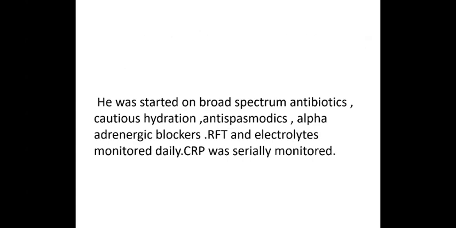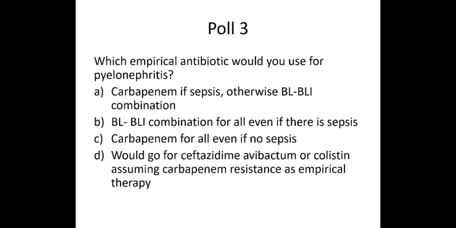Based on the findings of perinephric fat stranding and elevated CRP in a patient with symptoms suggestive of UTI, we started empirical broad-spectrum antibiotics. He was started on meropenem, and he was put on cautious hydration, antispasmodics, and alpha blockers, and his renal functions as well as electrolytes were closely monitored, and CRP was also serially monitored. So going on to the next poll regarding the empirical antibiotic. Can you load the poll, please? Next poll.